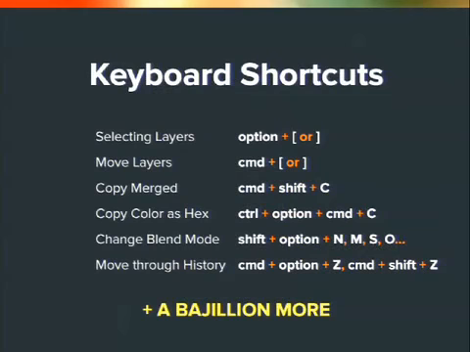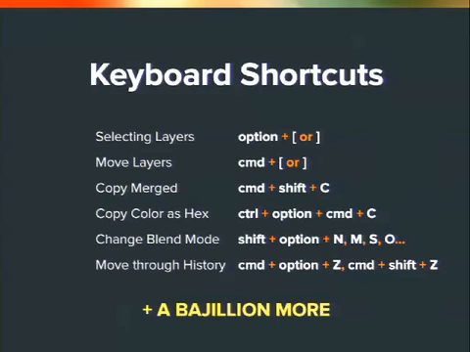On top of that, knowing keyboard shortcuts. These are some of the, I would say, more important ones. In this case, selecting layers. So if you have a layer selected in the layers panel, if you press Option and then open or close bracket, you can move up and down in your selection. Command plus open and close bracket will actually move the layer in that layer order.